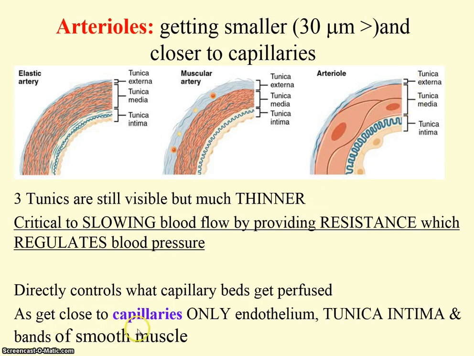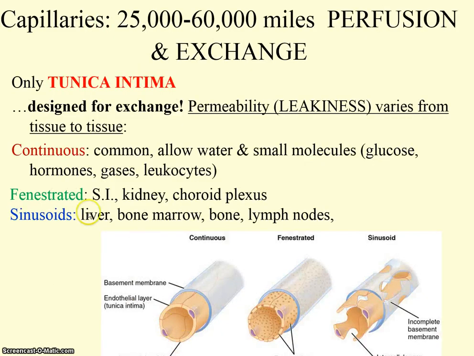As we get closer to the capillaries, only the endothelium or tunica intima is left. And you might have some bands of smooth muscle that work more like sphincters to control flow into the capillaries. All right, so capillaries, which are really where we put a lot of our mileage, because this is the place where we are going to get exchange, and we need to be able to deliver to all these 50 trillion cells in the body. So again, the term perfusion is referring to the flow that's moving through a capillary.